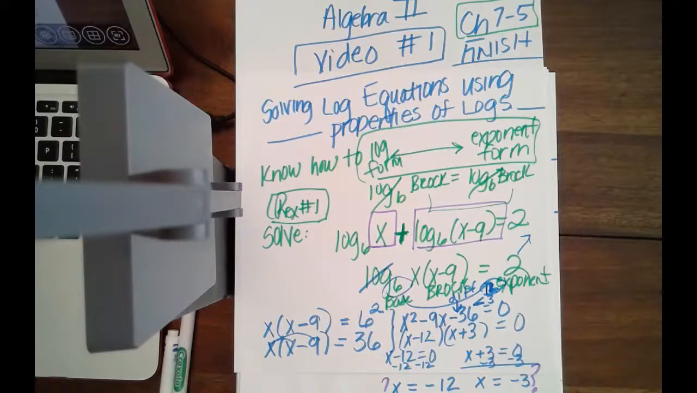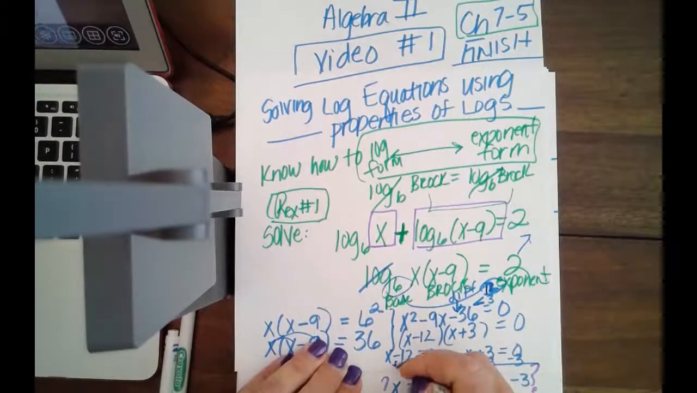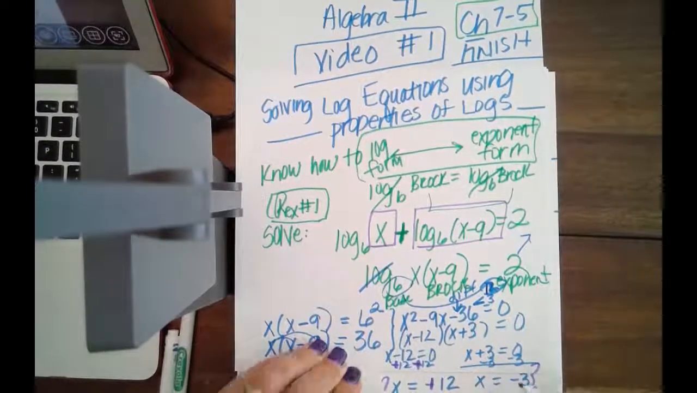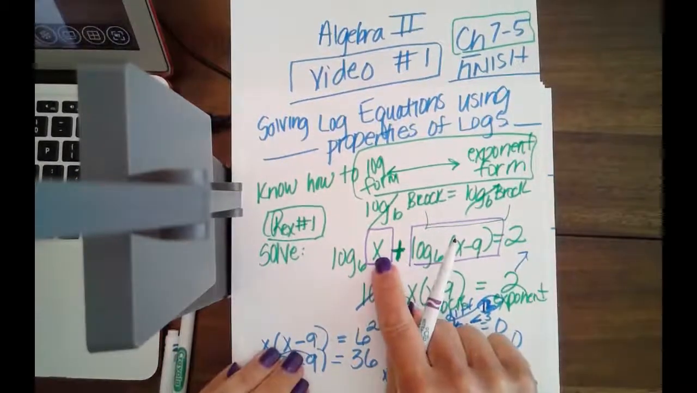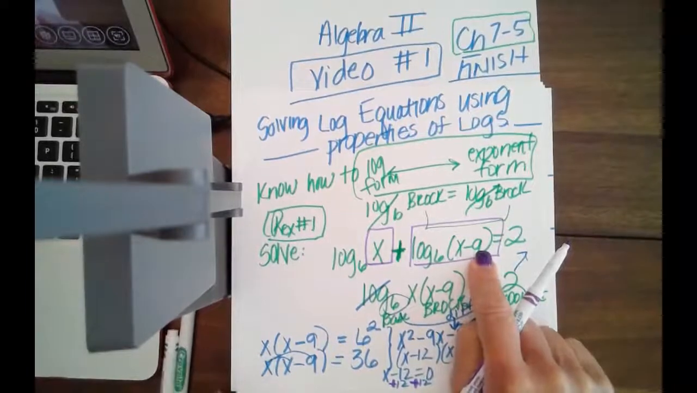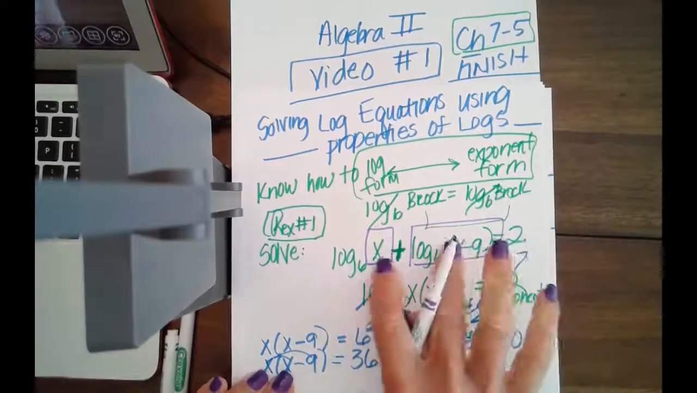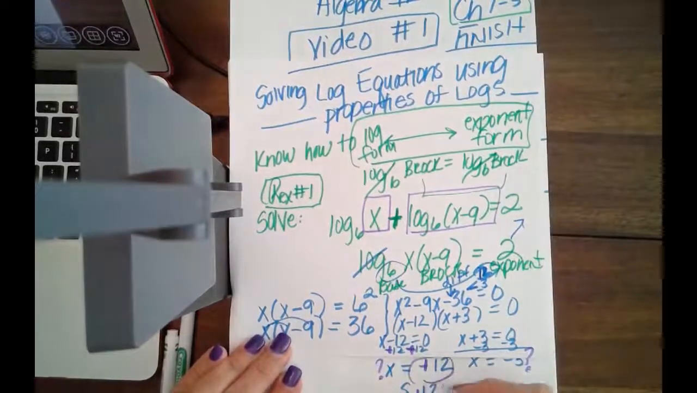Wait, I messed up somewhere. Oh, that should be positive 12. I'm so sorry. I goofed. That should be positive 12. Okay, so let's test positive 12. Well, positive 12 in here is a positive Brock. That's cool. And then we have 12 minus 9, which would leave us with 3. So we would have both positive Brocks, so we're not violating anything. So positive 12 is definitely in.